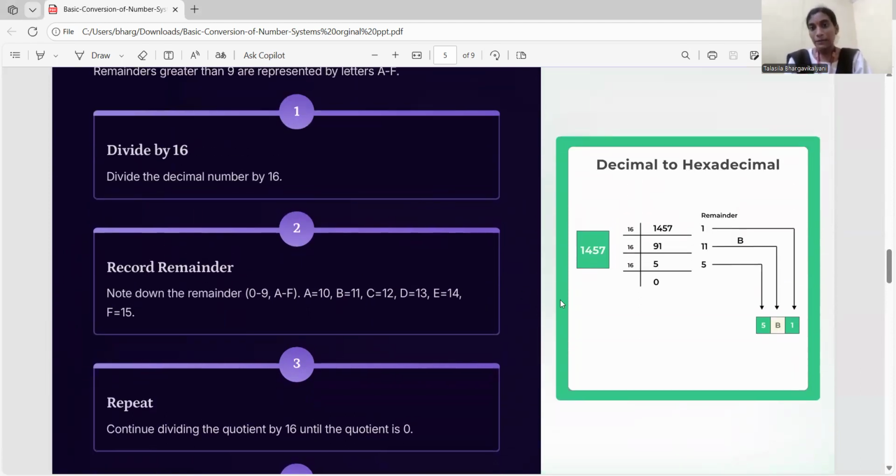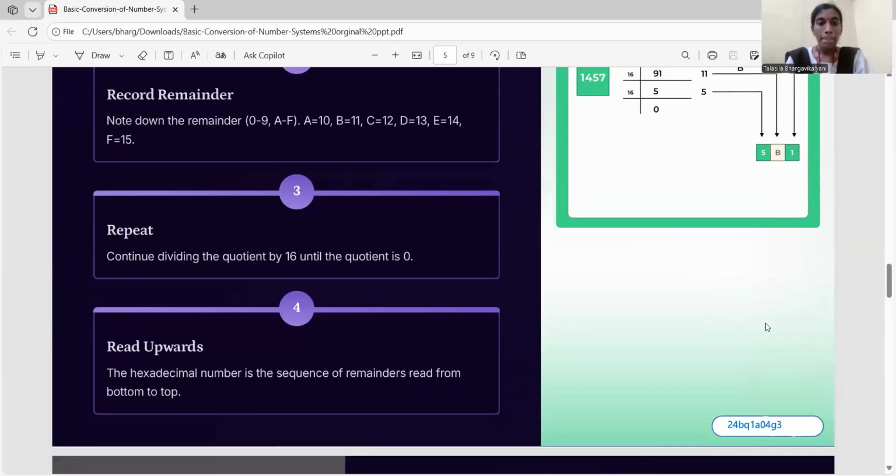Here we'll see an example. Here 1457 is the decimal number. We need to divide it with 16. We'll get remainder 1. Next we need to divide 91 with 16. We'll get remainder 11 and 5. Here 11 is represented with an alphabetical letter B. So the hexadecimal number for 1457 is 5B1.